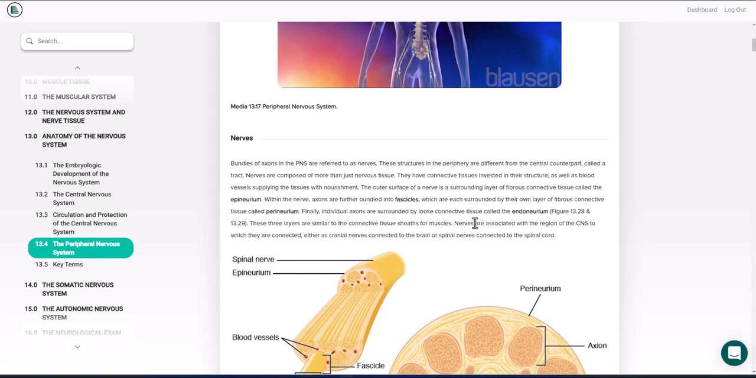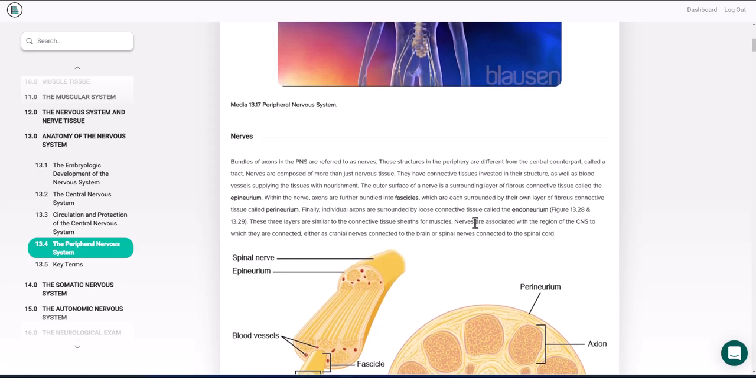So let's first talk about nerves. A nerve is, and you need to know this definition, a nerve is a bundle of axons in the PNS. That's essentially the definition of a nerve, a bundle of axons in the PNS.